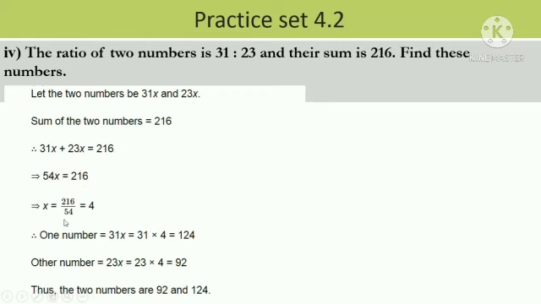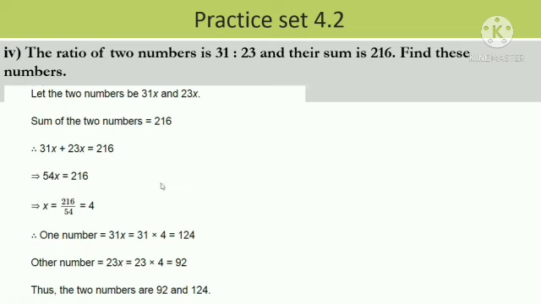54 is multiplying; after shifting it will be divided. So we got the value of x, that is 4. Therefore the first number is 31 into 4, that is 124, and the second number is 23 into 4, that will be 92. So 92 and 124 are the two numbers.